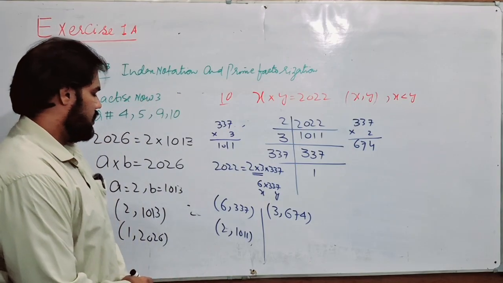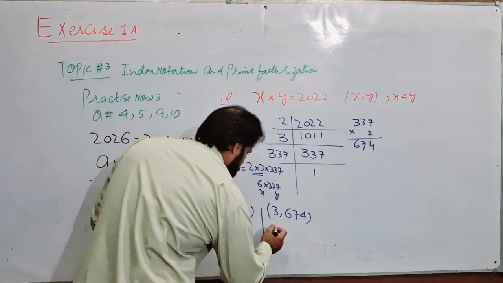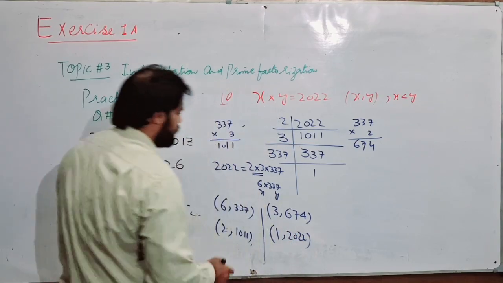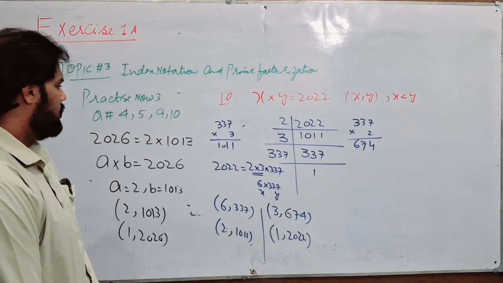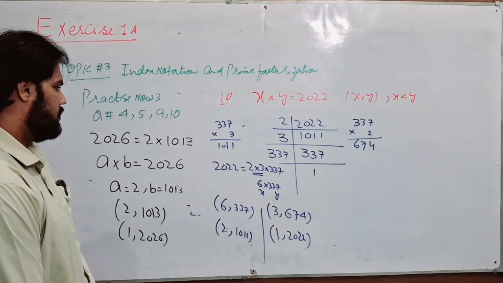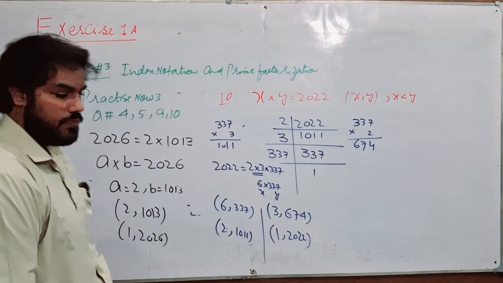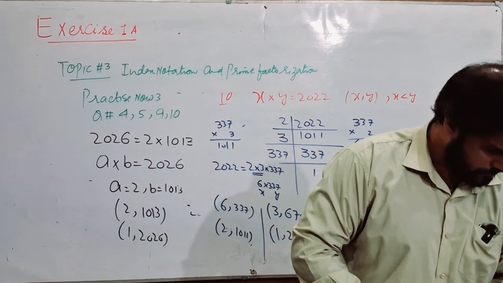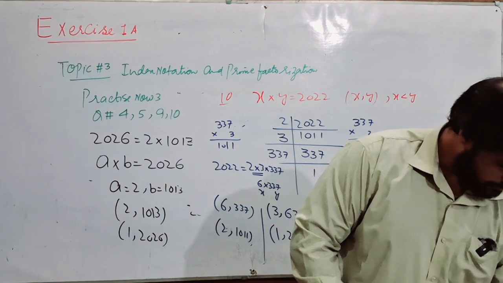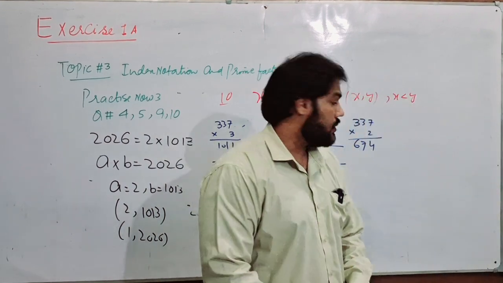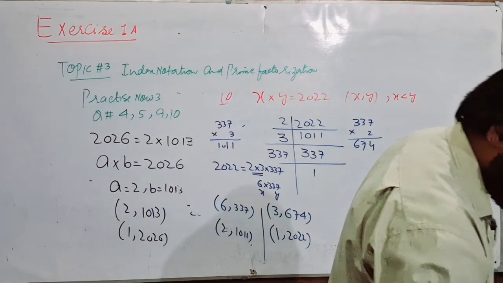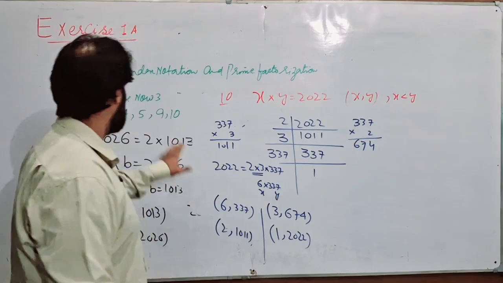And the last pair is also possible. If the first number is 1, then the second number is 2022. Yes, these are the 4 possibilities for which x is less than y. And this completes our topic number 3.